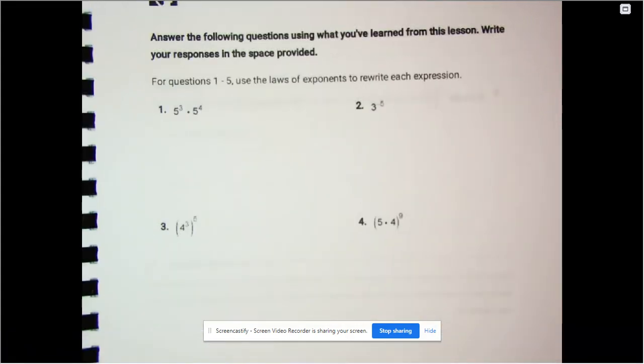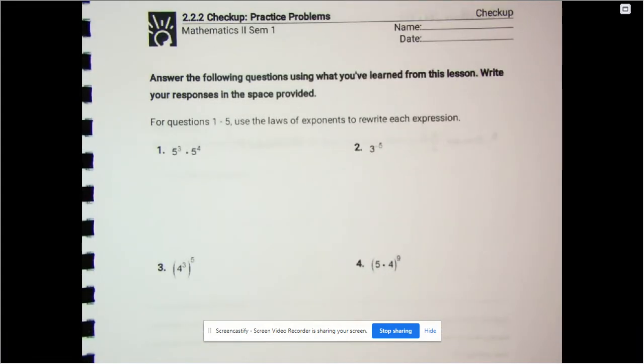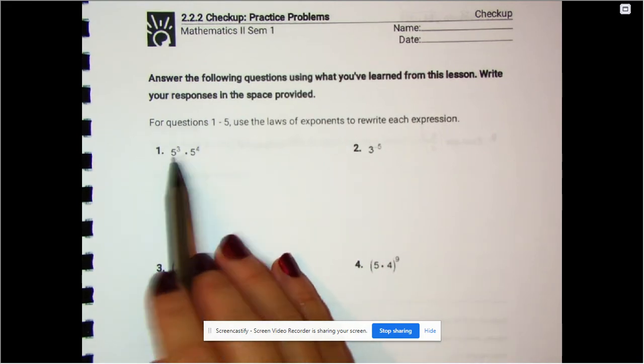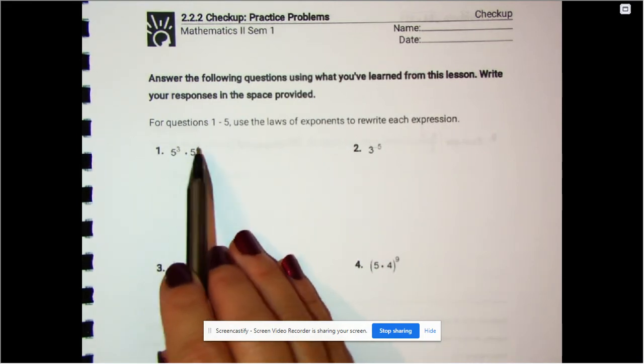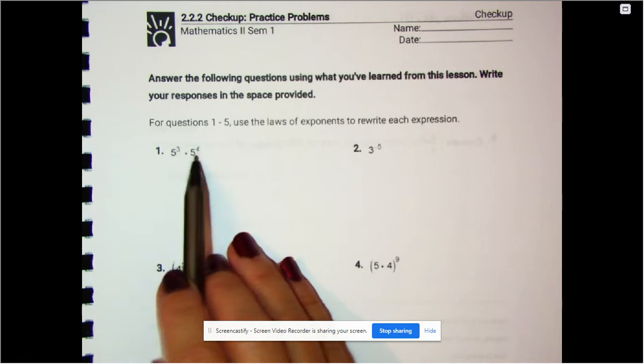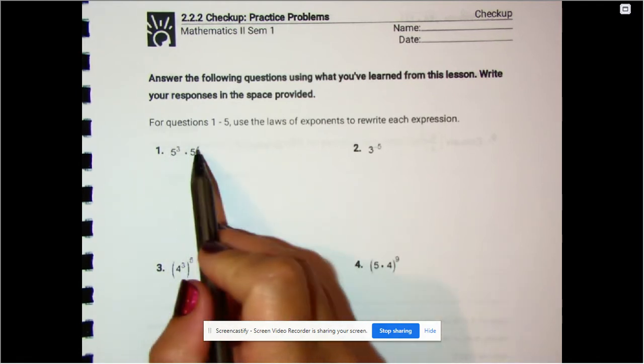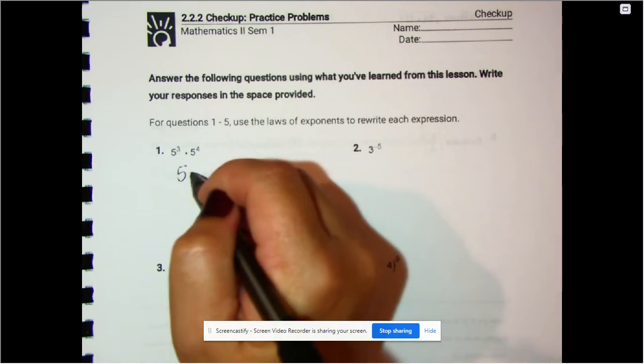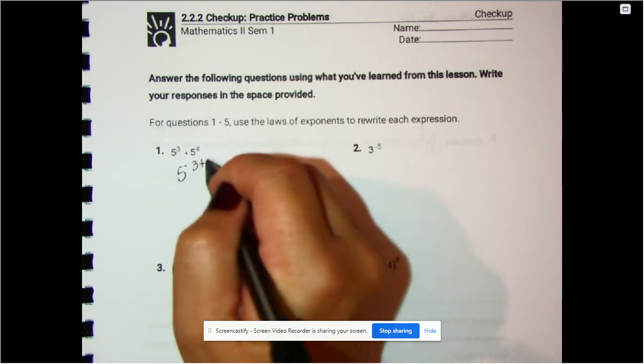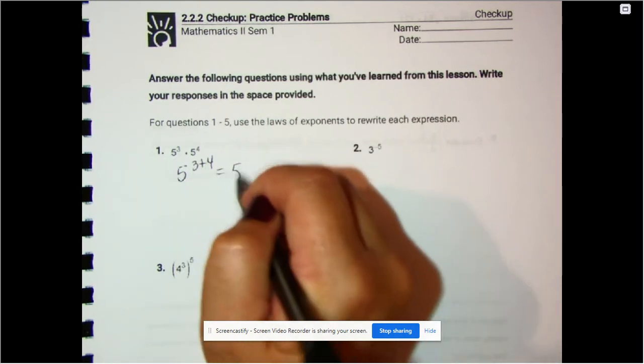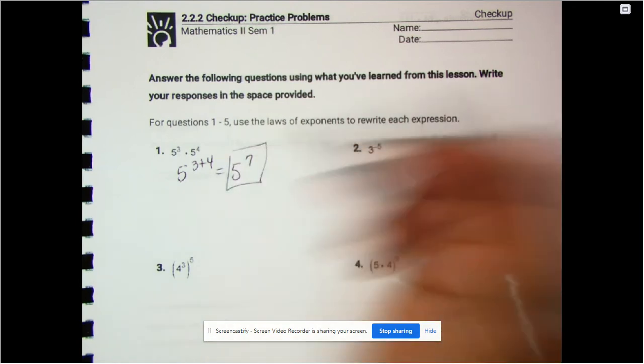Okay, now we're moving on to the 2.2 checkup. Let's do some practice problems using these rules. So here we've got the same big base, two different powers. We are going to use the add rule of adding the exponents. So when you're multiplying the same base, we add the exponent.